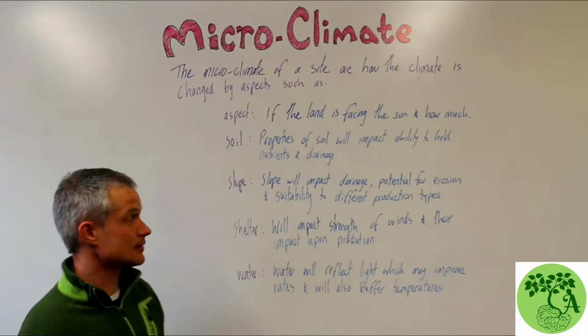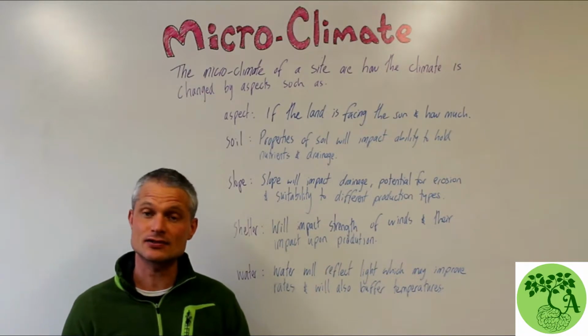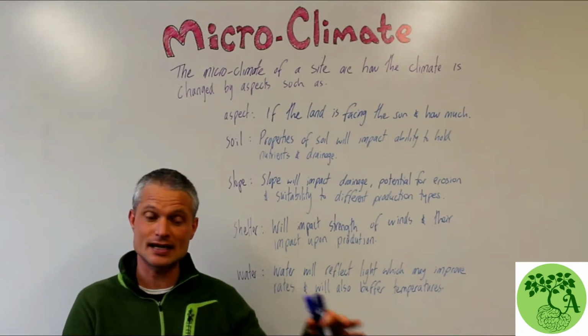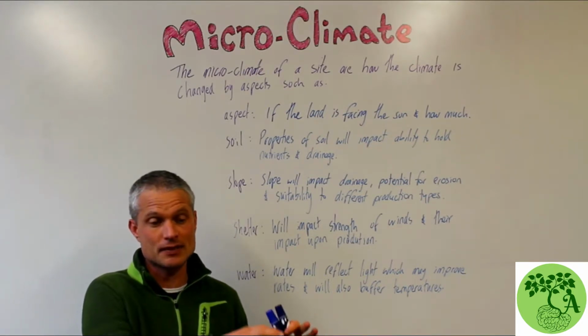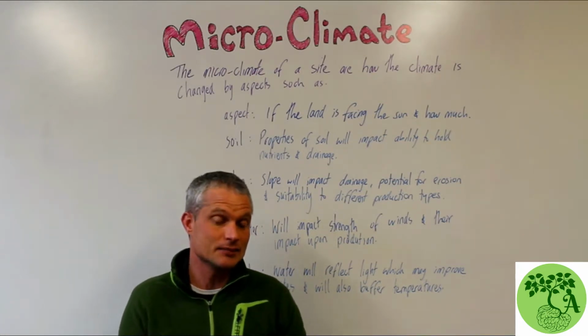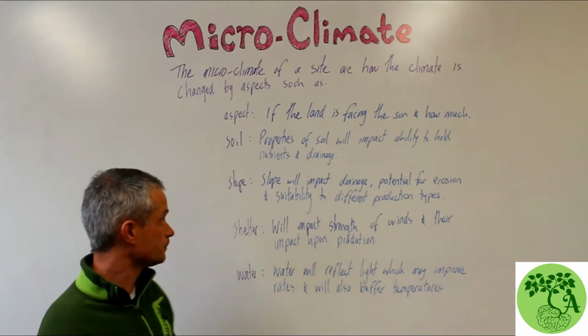Other things that can impact it is things like soil. So depending on the characteristics of the soil can also impact the production. So even within the same area there may be different types of soil. So there may be sandy soils, there may be clay soils, there may be silty soils, and depending on those characteristics, the soil will impact upon production.